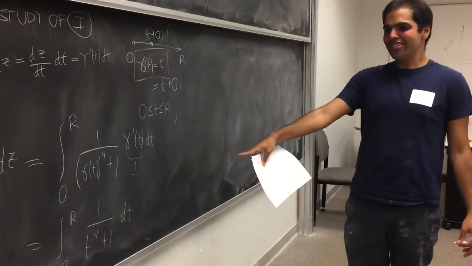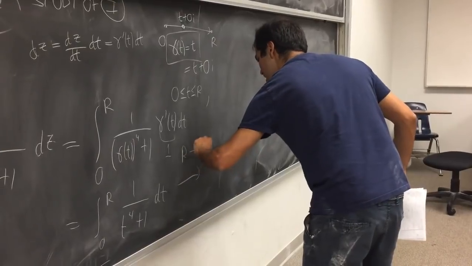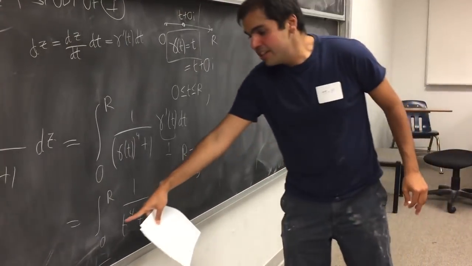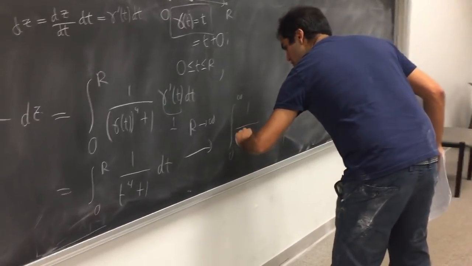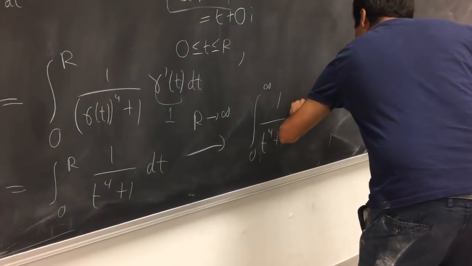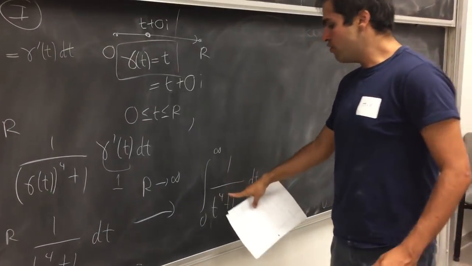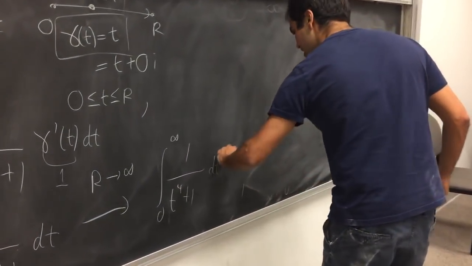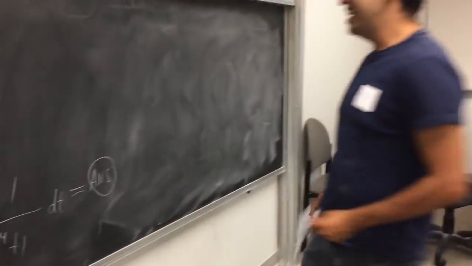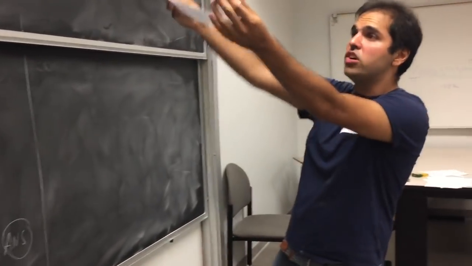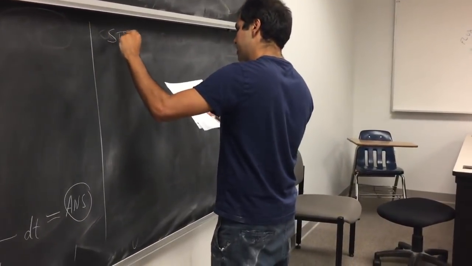But look, first of all, what happens when r goes to infinity? When r goes to infinity, this in fact goes to the integral we want, 1 over t to the 4th plus 1 dt. Because remember, in this case, t is a real variable. So we get the integral from 0 to infinity of this function. So that's actually our answer. And of course, we want to figure out what our answer equals. And so let's continue. Step 2.